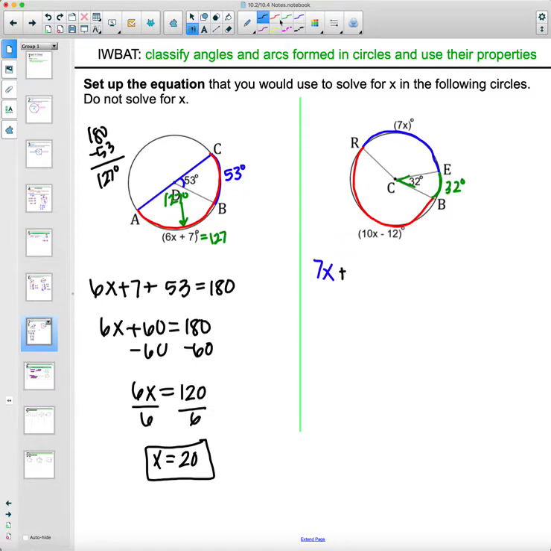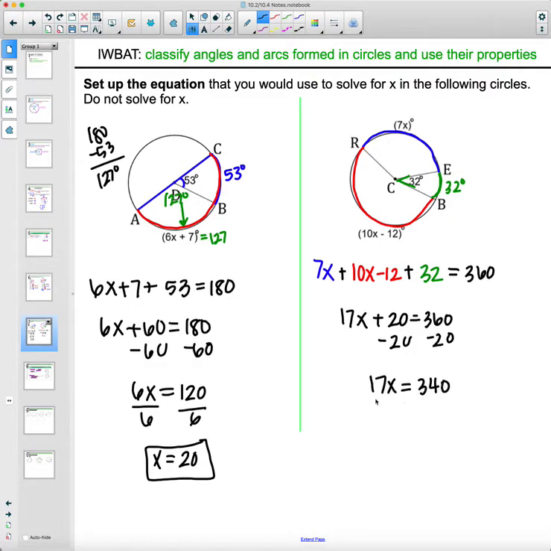So I'm just going to add up all of these arcs. And I know that what they total is 360. So that will set up my equation for me, and I'll be able to solve. So then combine your like terms. So 7x and 10x is 17x. Negative 12 and positive 32 is positive 20. Subtract 20 from both sides, and you get 17x equals 340. Divide by 17, and we get x equals 20.